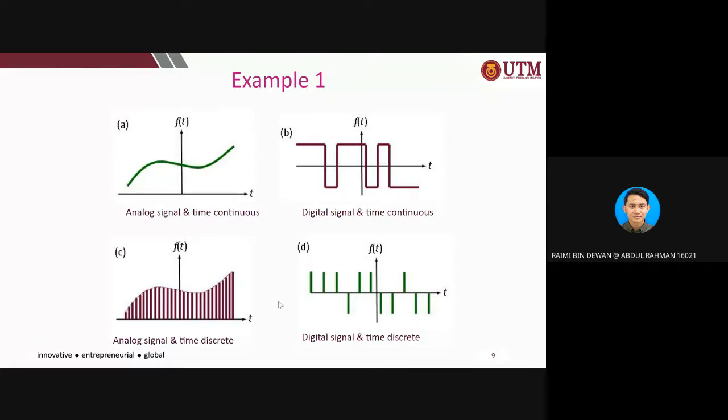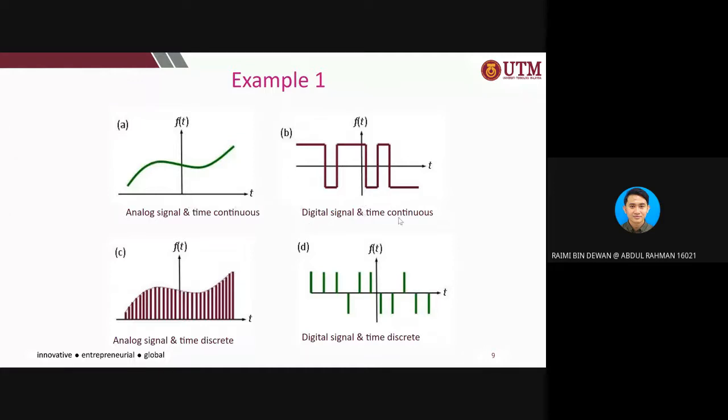So now we go to these four figures. You can see the nature of figure A. This is an analog signal, certainly, because it has values of amplitude. It means you don't have discrete values; you have continuous values, many values, and it's time continuous. You don't see any gap. So this is an analog signal and time continuous.